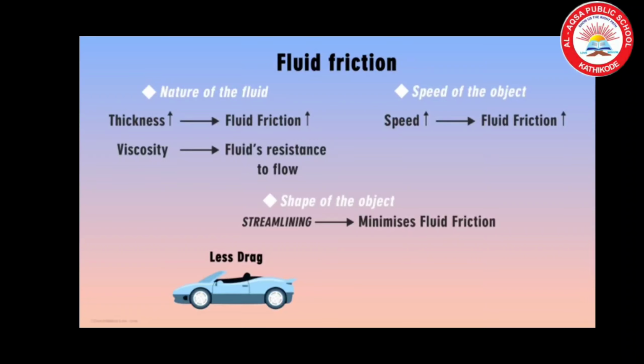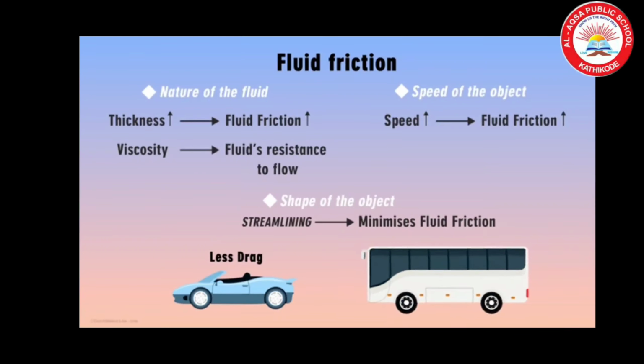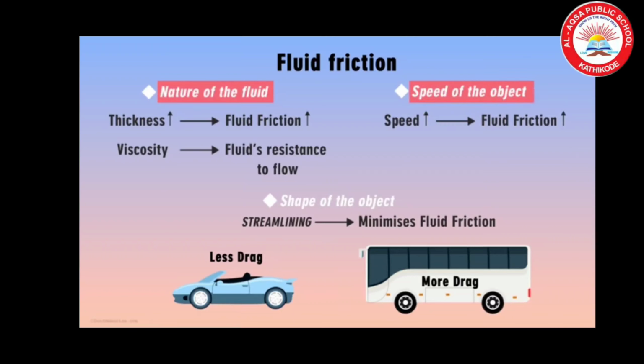Streamlining will minimize drag. That's why we make sports cars that way. Sports cars have less drag because of that shape, and buses and omni vans and all have more drag because of their shape. So drag means fluid friction. Fluid possesses friction, and it is known as drag. Don't forget that. Okay. Thank you.